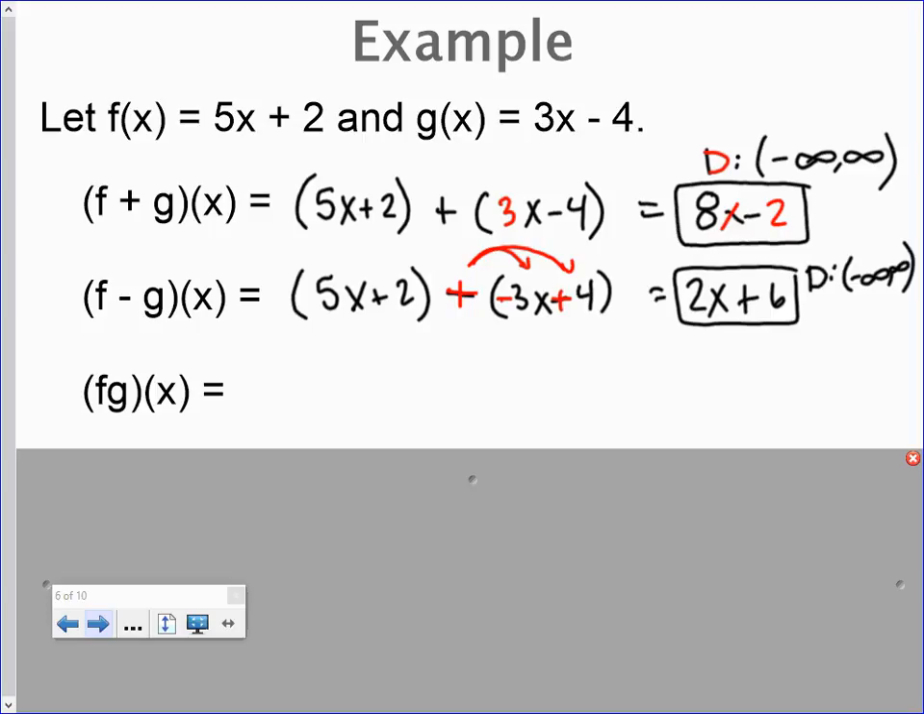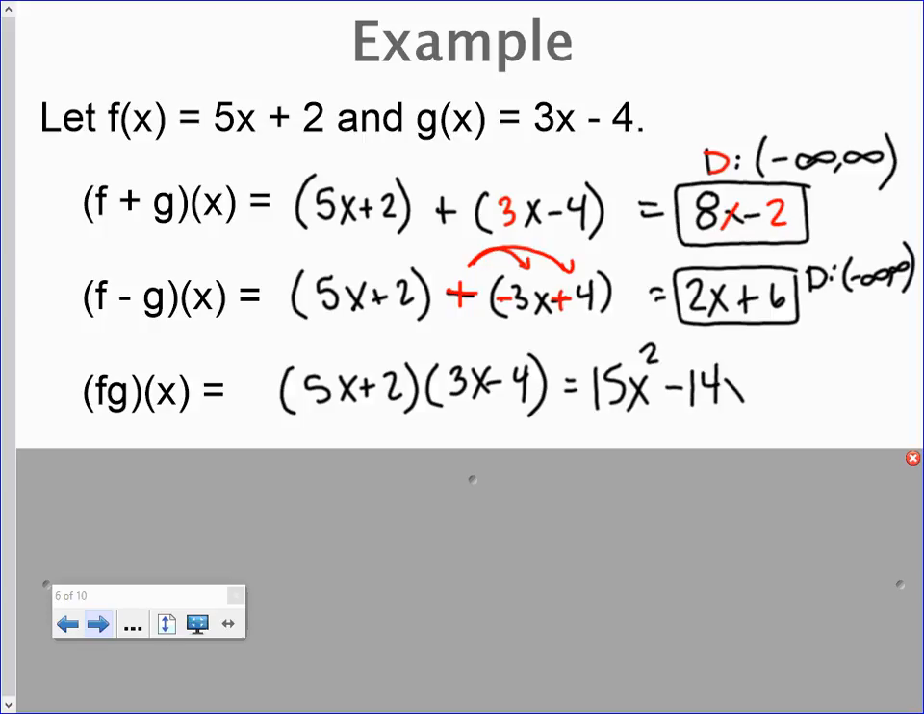Multiplication, not going to spend a lot of time on this one. I usually don't have a lot of people have trouble with multiplication. The biggest issue with multiplication that I see is people doing multiplication for addition and subtraction. So instead of combining like terms, they do too much work. Here we would multiply 5x times 3x to get 15x squared. My outside term is going to be negative 20x. My inside term is going to be positive 6x. Combine those like terms to get minus 14x. And then positive 2 times negative 4 is negative 8.